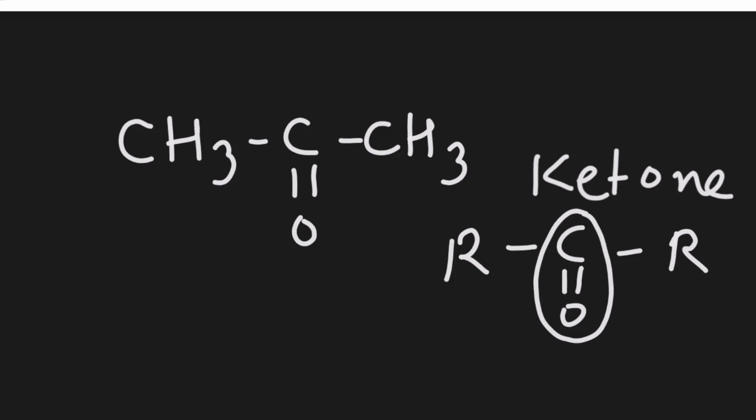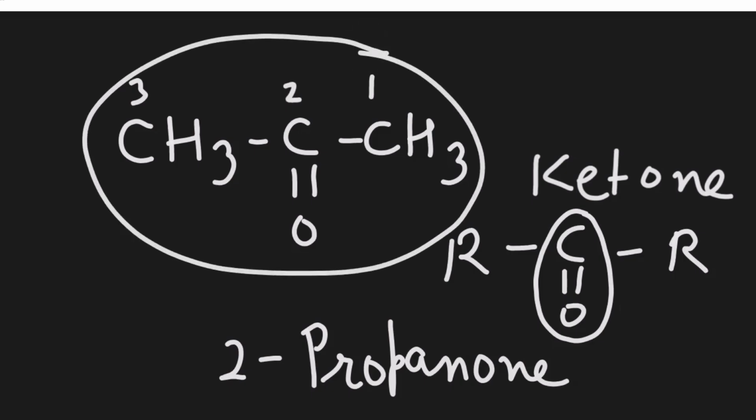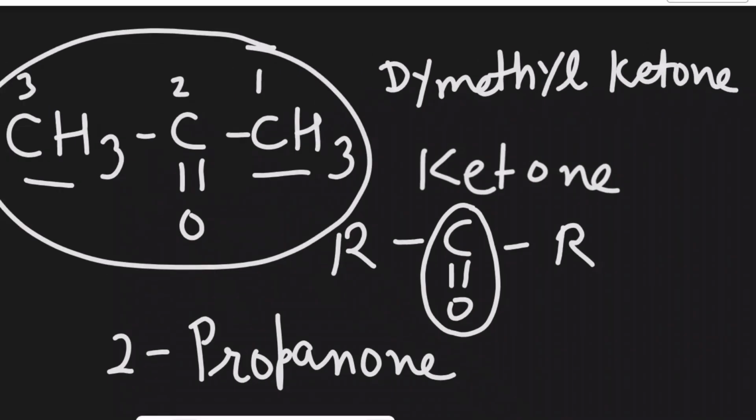In this structure we have 3 carbons, 1, 2, 3, and the carbonyl group is on number 2 carbon, so this is known as 2-propanone. This structure is also called dimethyl ketone because there are 2 methyl groups attached to the carbonyl group.